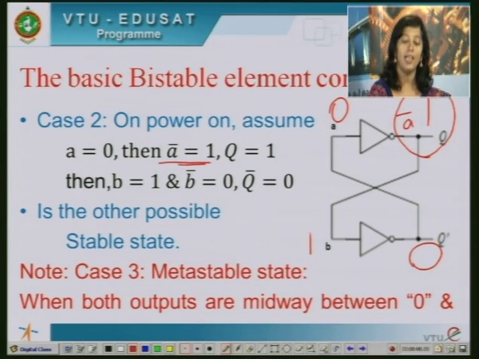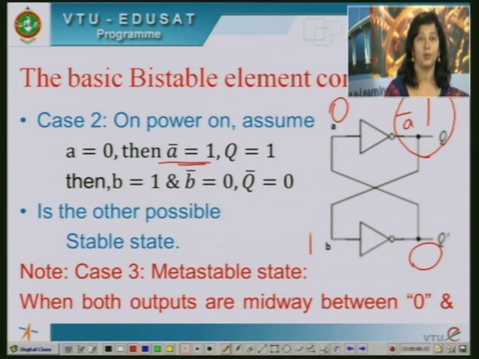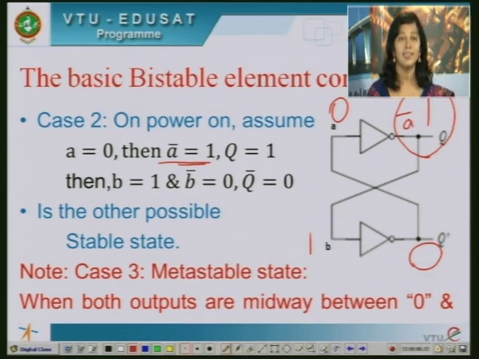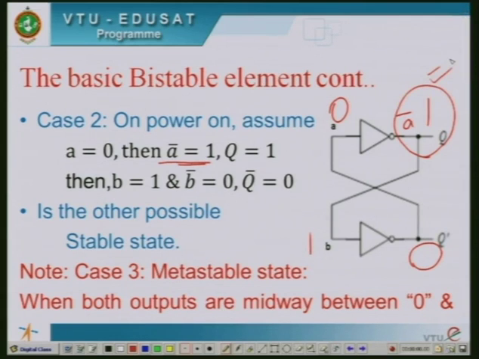On power on, any A or B can take any one of the values depending on the circuit. So it could have any of the values, and depending on the values, the output will either store a 0 or a 1, and its complemented form also. So this hence works like a basic memory element.